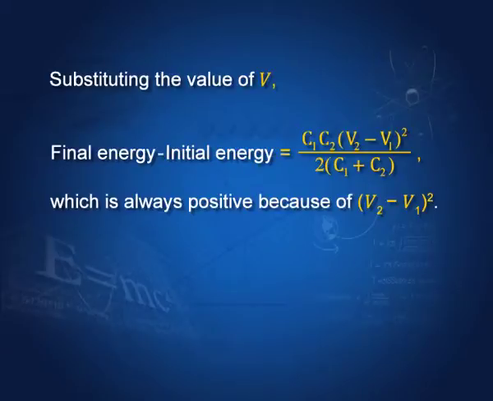So, whether V2 is larger than V1 or V1 is larger than V2, it is a positive quantity. Therefore, this one is always a positive quantity. That means the difference between initial energy and final energy is a positive quantity.